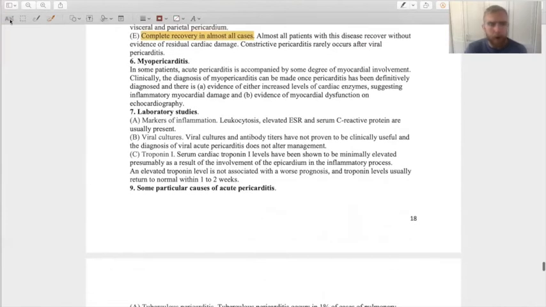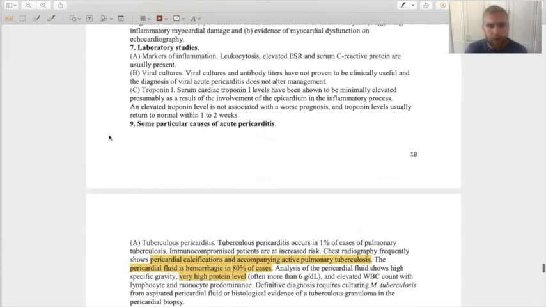So acute pericarditis may follow a myopericarditis, or it can have a subsequent myocarditis. And so anytime there's inflammation, it's tough to localize it to a particular layer of the heart. Lab studies are non-specific.